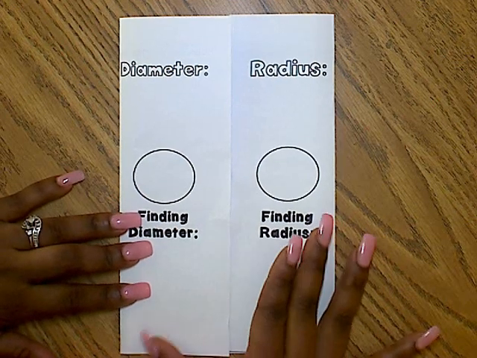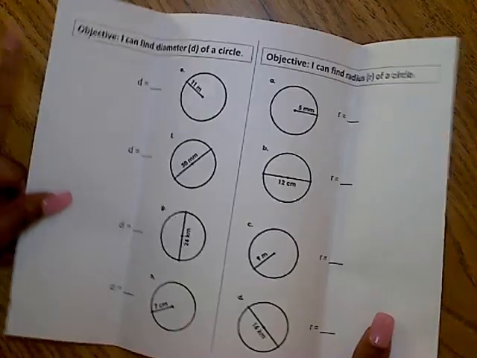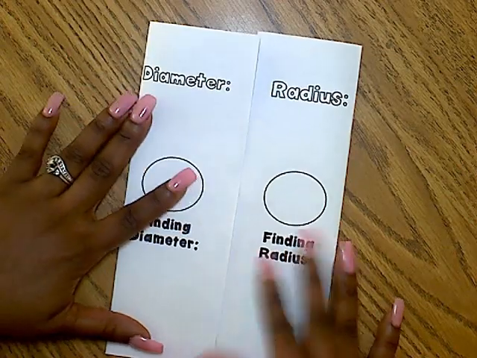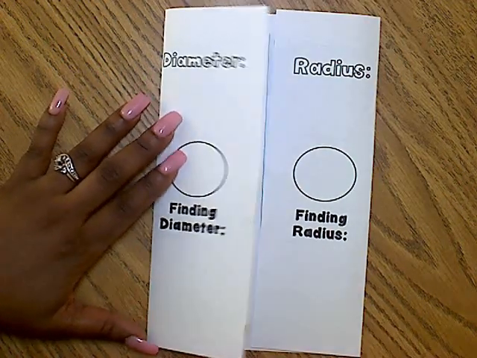So we're going to go ahead and get started with our diameter and radius foldable. You should have gotten a foldable paper. It was probably like this, and you just go ahead and fold it on the inside, on the dotted lines. There were these dotted lines on the back. You're just going to fold it to where it goes in the center. You don't have to cut anything, you're just folding.